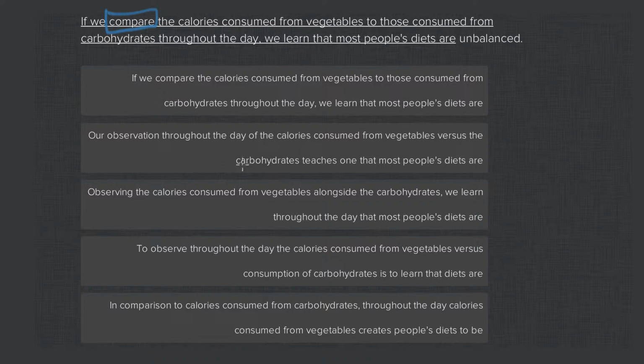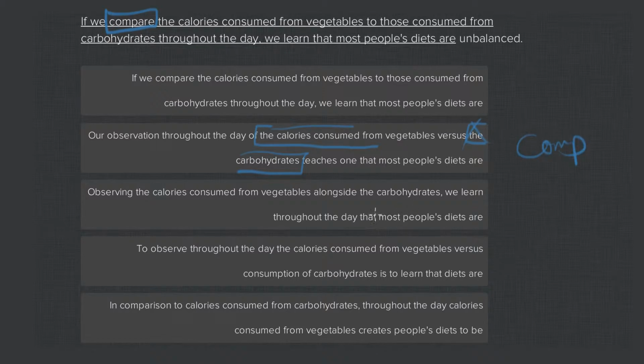And you can find them. See, our observation throughout the day of calories consumed from vegetables versus the carbohydrates. So you want to compare two things that make sense. We have the calories, blah, blah, blah, versus the carbohydrates. You want to compare calories and calories, or vegetables and carbohydrates. But this is comparing calories and carbohydrates. That's a comparison error.